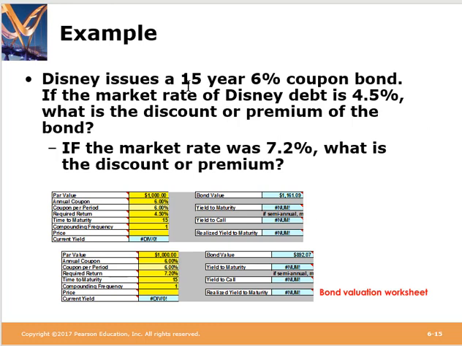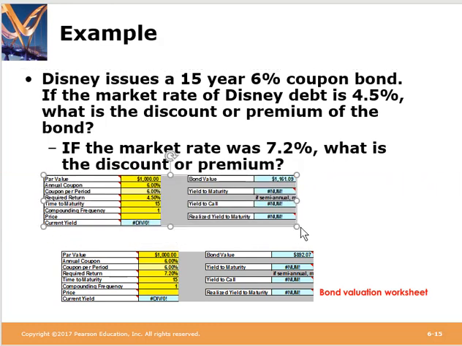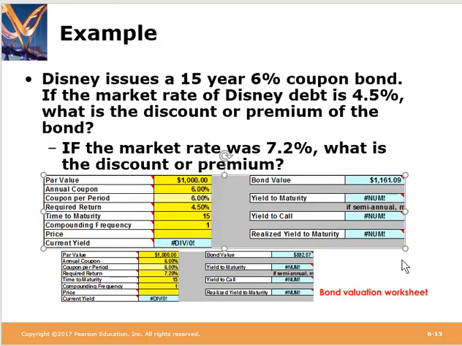Disney issues a 15-year 6% coupon. If the market interest rate for Disney debt is 4.5%, we want to calculate what is the discount or premium. And then if the market interest rate was 7.2%, then what is the discount or the premium? So I'm going to expand this a little bit so you can see a little better here in the video. A 6% coupon, if the market interest rate's 4.5%, then this bond is selling for $1,161.09.